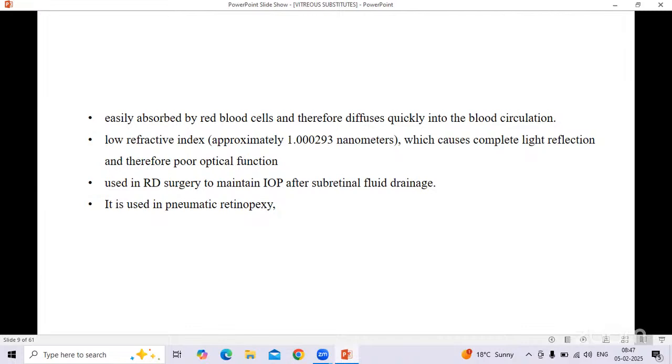It has a low refractive index. So the problem with this is it causes complete light reflection. So post-op seeing the retina becomes difficult, and it is used in retinal detachment surgeries to maintain IOP after subretinal fluid drainage. Also used in pneumatic retinopexy.